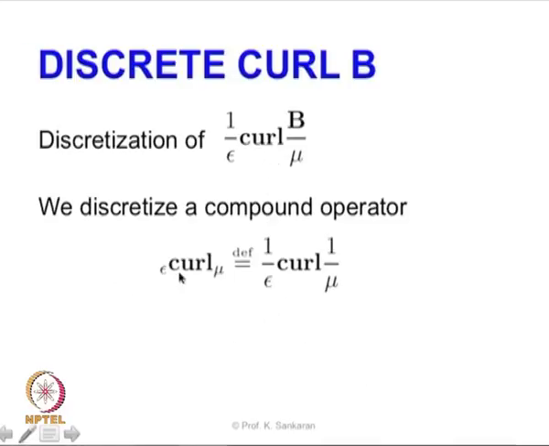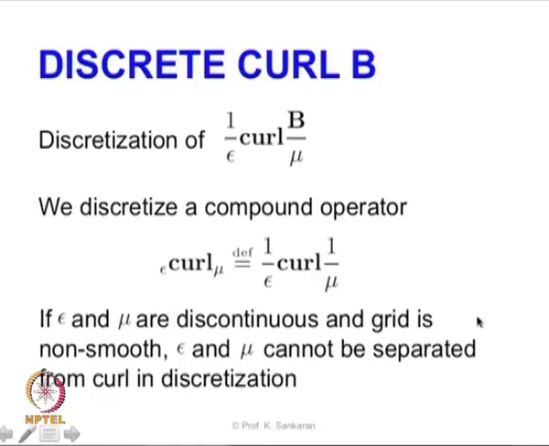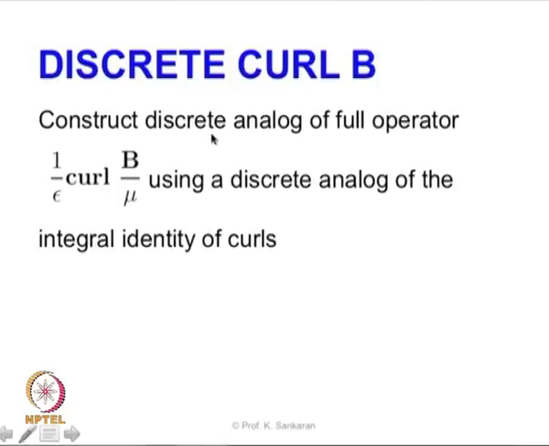So we write them this way in a compact notation, and we see that the epsilon and mu are discontinuous. If the epsilon and mu are discontinuous and the grid is non-smooth, we cannot separate epsilon and mu from the curl discretization itself. So that is the reason we keep them together, and we can construct the discrete analog of the full operator, the compound operator, using the discrete analog of the integral identity.